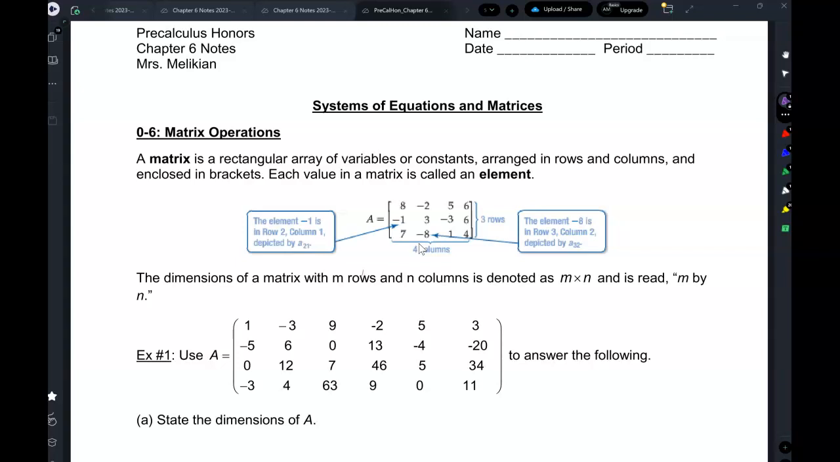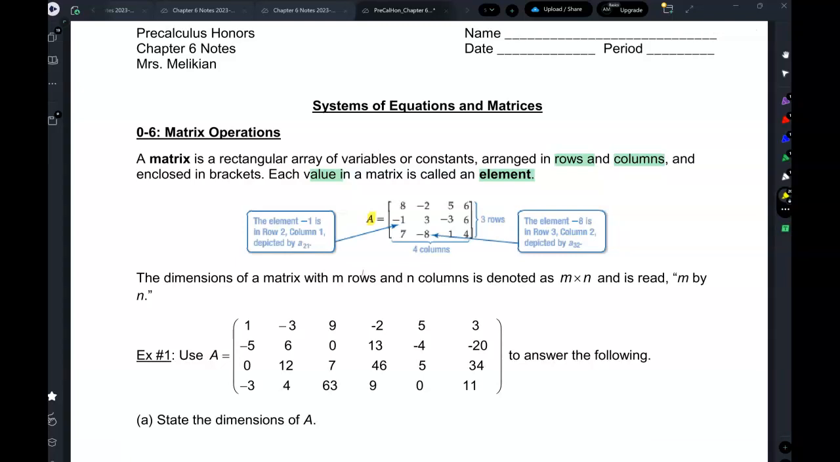Now, each value in a matrix is called an element, and this is what a matrix looks like. Remember, it's always rows and columns in that order. It's never columns and rows. So when I say this is my matrix, I say it has 3 rows and 4 columns, never the other way around. Every matrix has a name given to it. Usually that name is a capital letter. For example, this matrix here is matrix A.